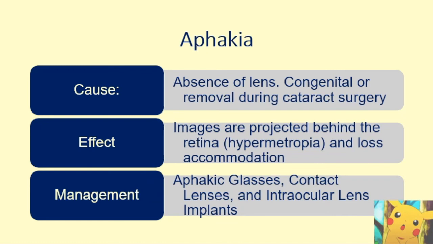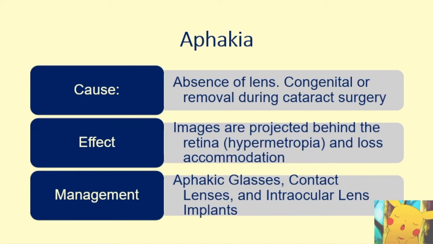Then you have aphakia. The cause of aphakia is the absence of the lens, which could be congenital or could be caused by removal during cataract surgery. What would the effect be? The images are projected behind the retina, which would cause symptoms like hypermetropia. When I say hypermetropia, it's just like hyperopia or farsightedness. And then there will be loss of accommodation. For management, you could use aphakic glasses, special glasses for aphakia, then contact lenses, and then IOLs, which are intraocular lens implants.